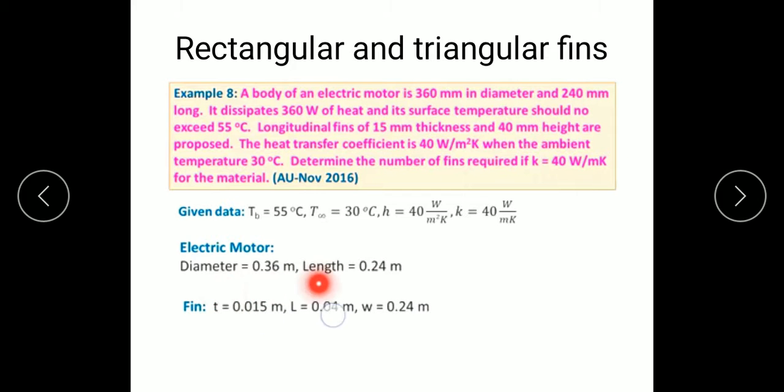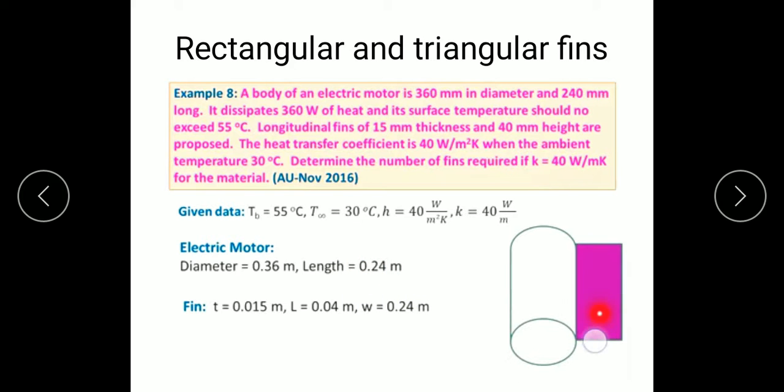And the specification of the longitudinal fins are thickness. So thickness is given as 15 mm, that is 0.015 meter, and the length or height is given as 40 mm, which is equal to 0.04 meter, and width is 0.24 meter. So the width is not given. Instead, the fin is covering the whole length of the motor. You can see from here. So this is the width covering the whole length of the motor. So this is the length and this portion is the thickness and this is the width of the fin.